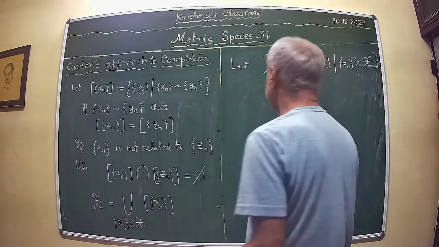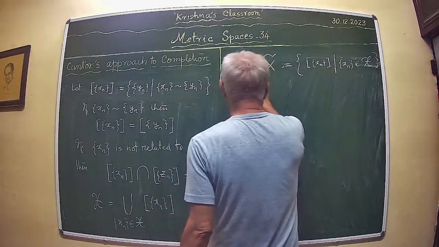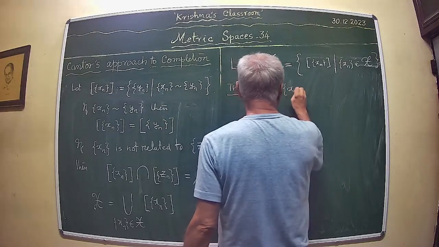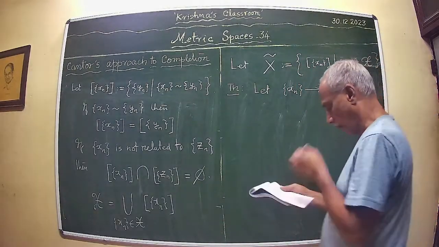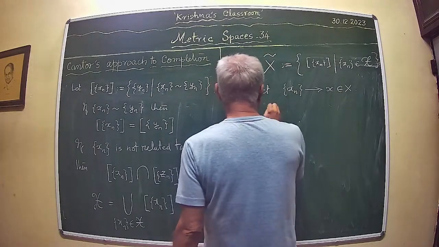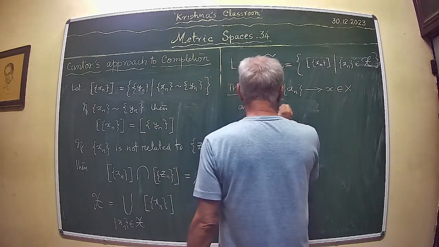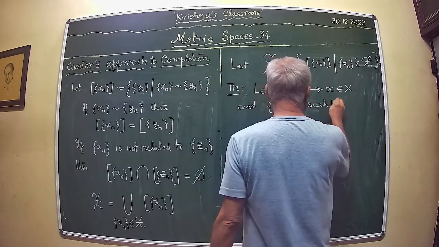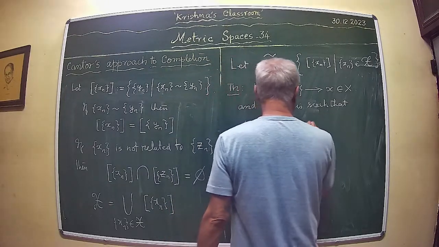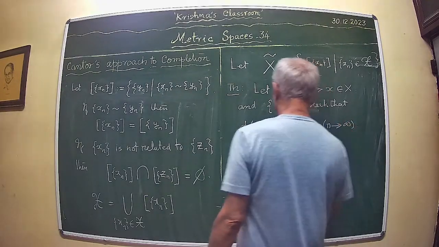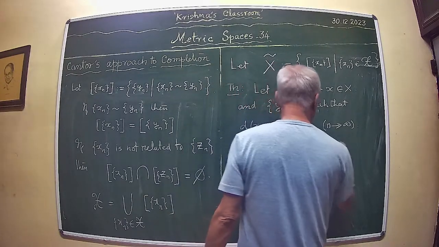Now we prove a little theorem. Let x_n and y_n be Cauchy sequences such that d(x_n, y_n) goes to 0 as n tends to infinity. Then if x_n converges to x, y_n also converges to x.